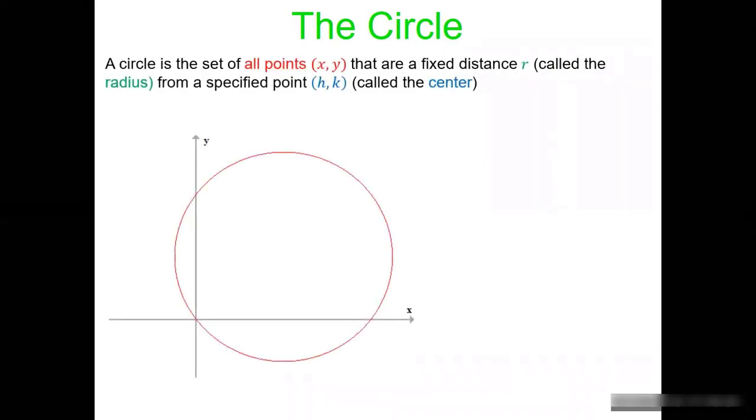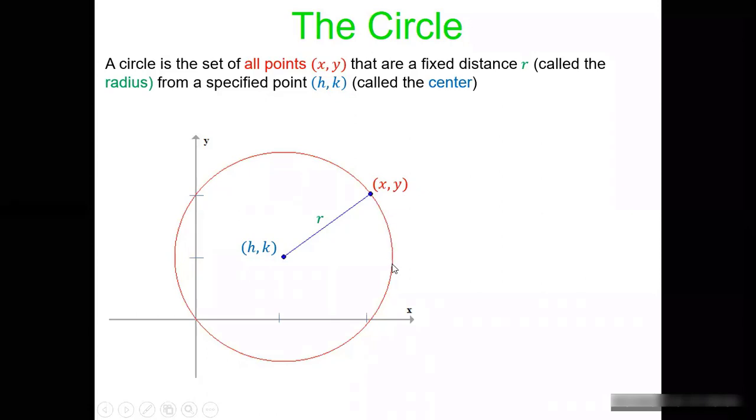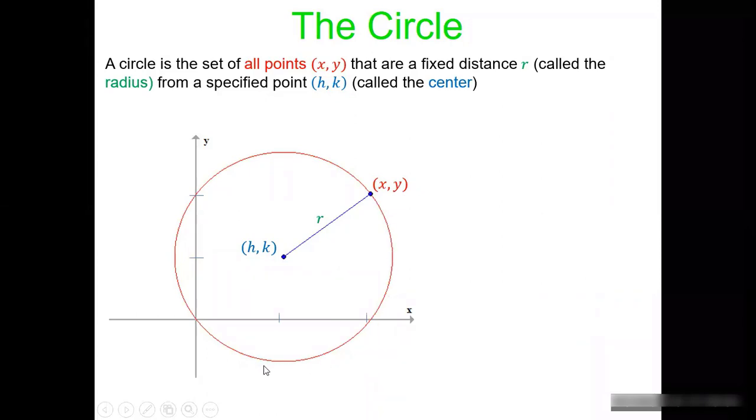So let's start off by recognizing that a circle is the set of all points x, y that are a fixed distance, called a radius, away from some center or some specified point that we refer to as the center. So no matter where we end up putting this point on the outside of our circle, it's always going to be the same distance away from the center of the circle.